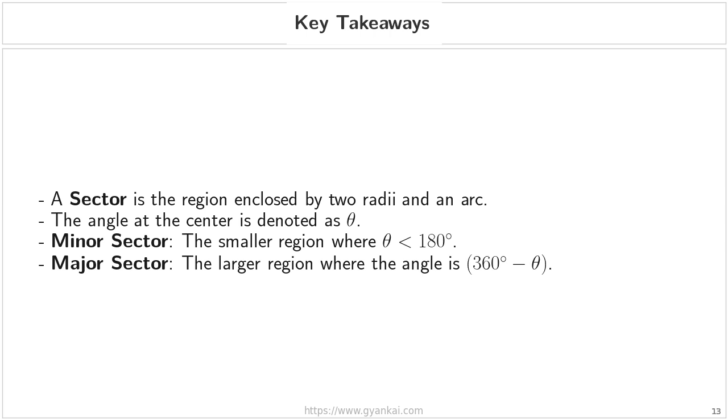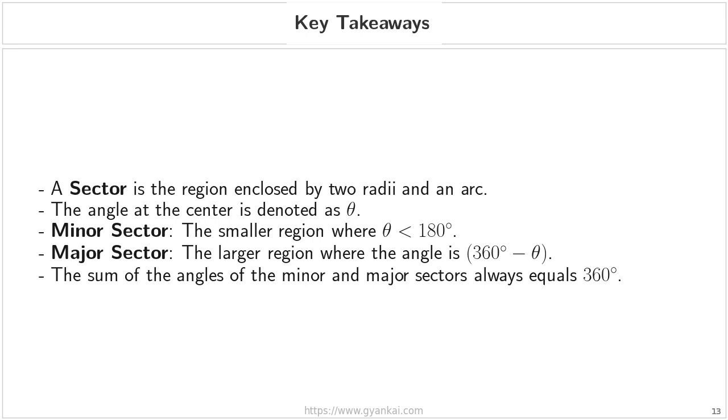Fourth, the major sector is the larger portion of the circle, and its central angle is calculated by taking 360 degrees minus theta. Finally, always keep in mind that the sum of the angles for both the minor and major sectors must always equal 360 degrees, representing 1 full rotation. All right, we have reached the end of our lesson, so let's quickly recap the key takeaways to ensure everything is clear before we move on to our practice problems. If you have mastered these definitions, you are now ready to tackle more complex calculations involving arc length and area.